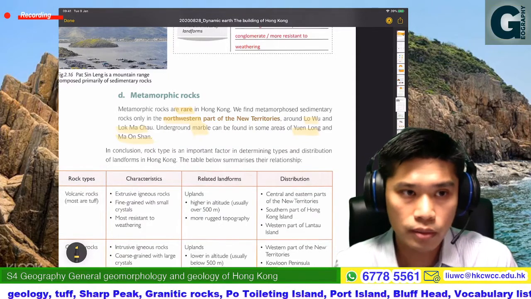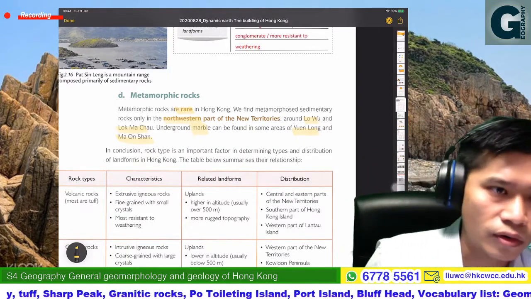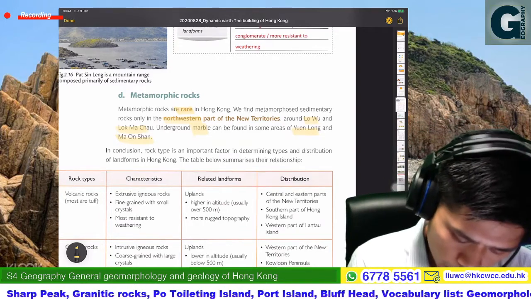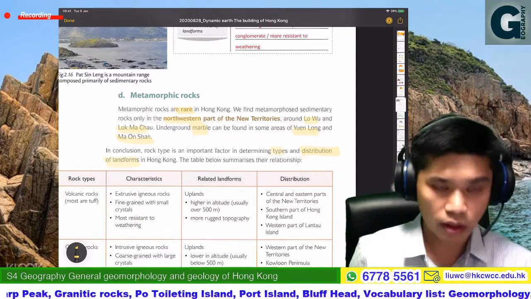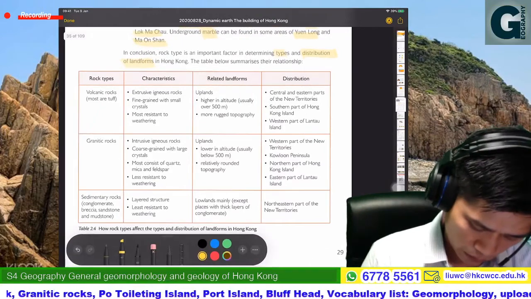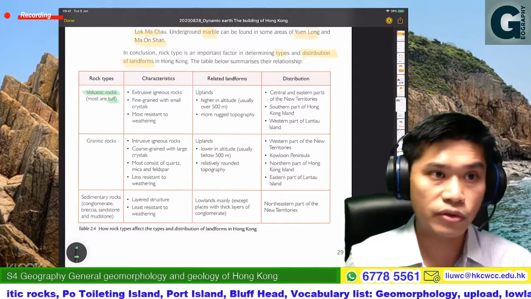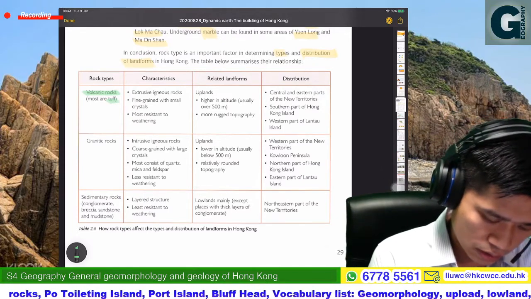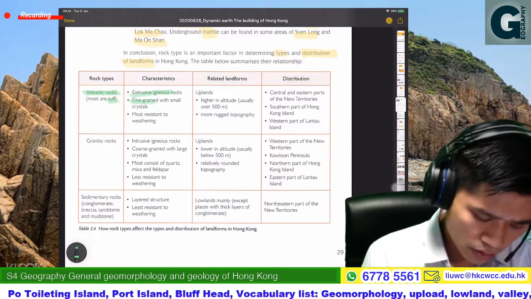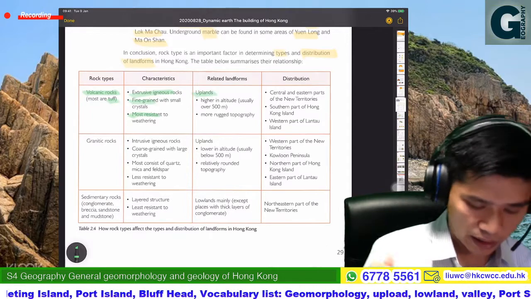Marble 都有機會出現嘅。Okay, so therefore, in conclusion, rock type is an important factor that determines the type and the distribution of landform in Hong Kong. And here you can see the summary. For the first one, volcanic rock, mostly tuff 呢個凝灰岩啦。Okay, they are extrusive igneous rock, fine-grained with small crystals, more resistant to weathering. Therefore, it will form the upland.